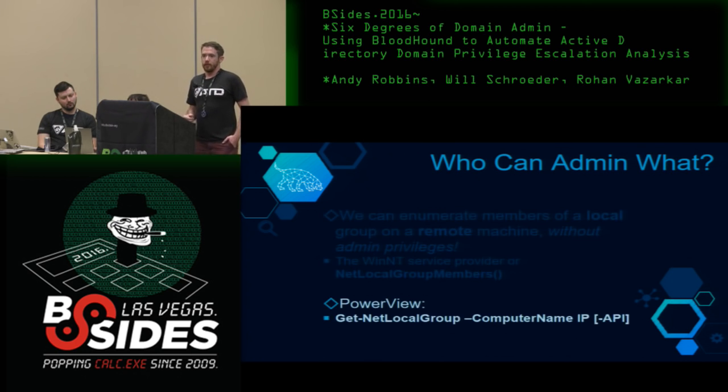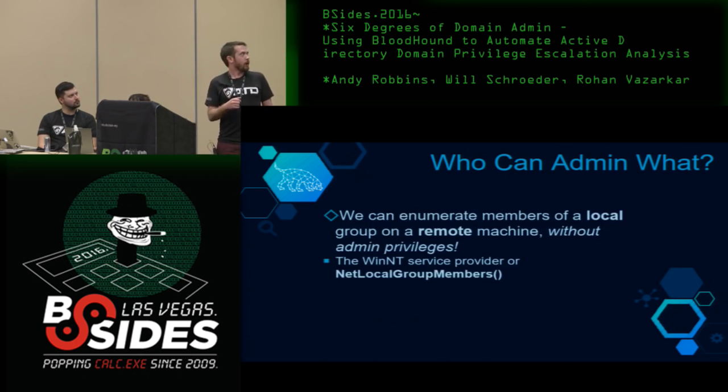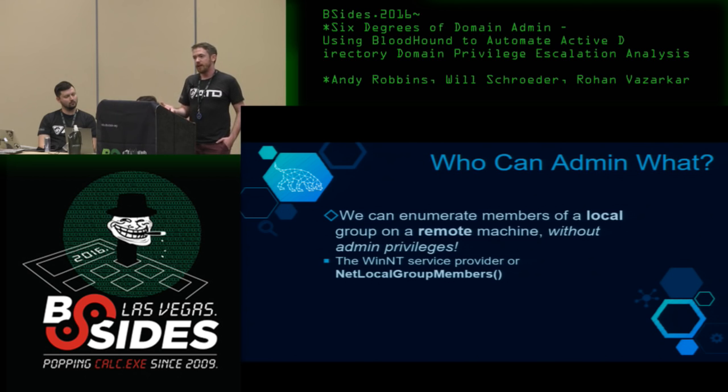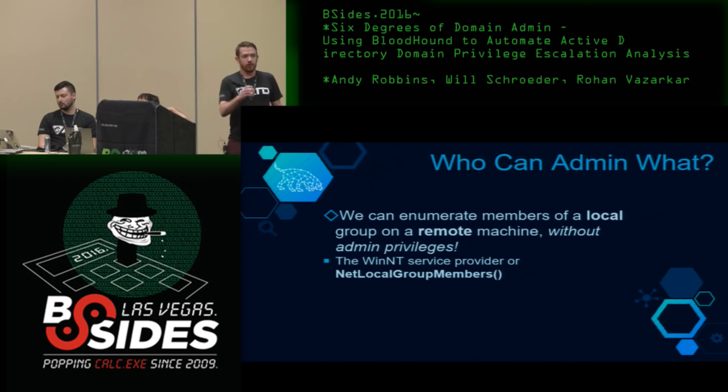There's two ways to do this. The first is using something called the WinNT service provider, which is a backwards compatibility artifact in Windows. This was a remnant of Windows NT domain deployments. The other is the NetLocalGroupGetMembers Windows API call.